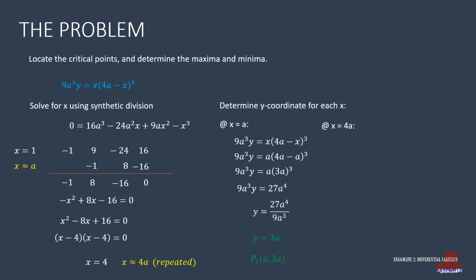3a. If x is equal to 4a, 9a cubed y is equal to 4a times the cube of 4a minus 4a, which is 0. So 9a cubed y is 0, and y is equal to 0. So point 2 has coordinates 4a and 0.